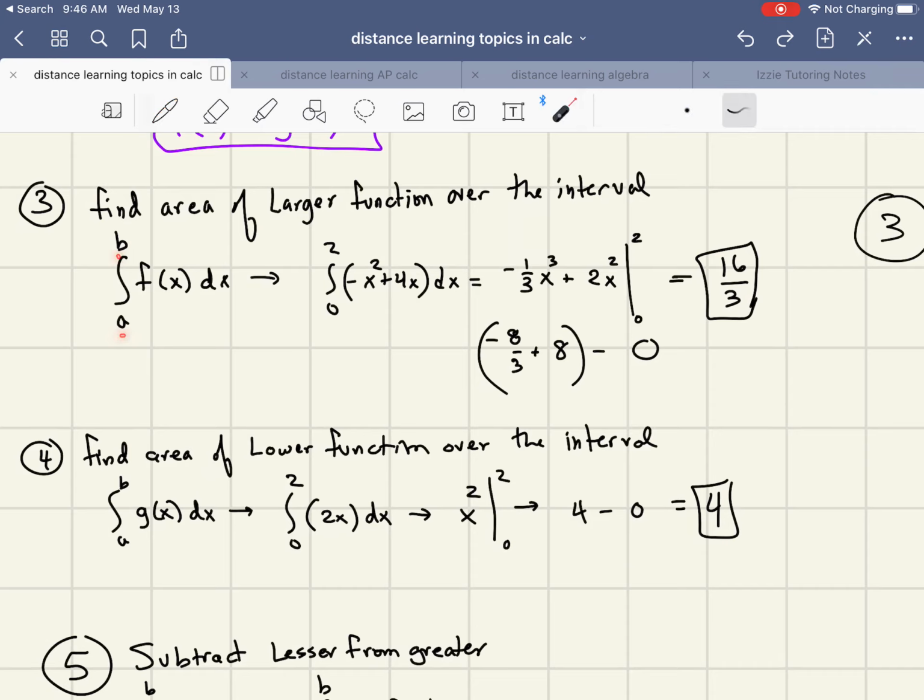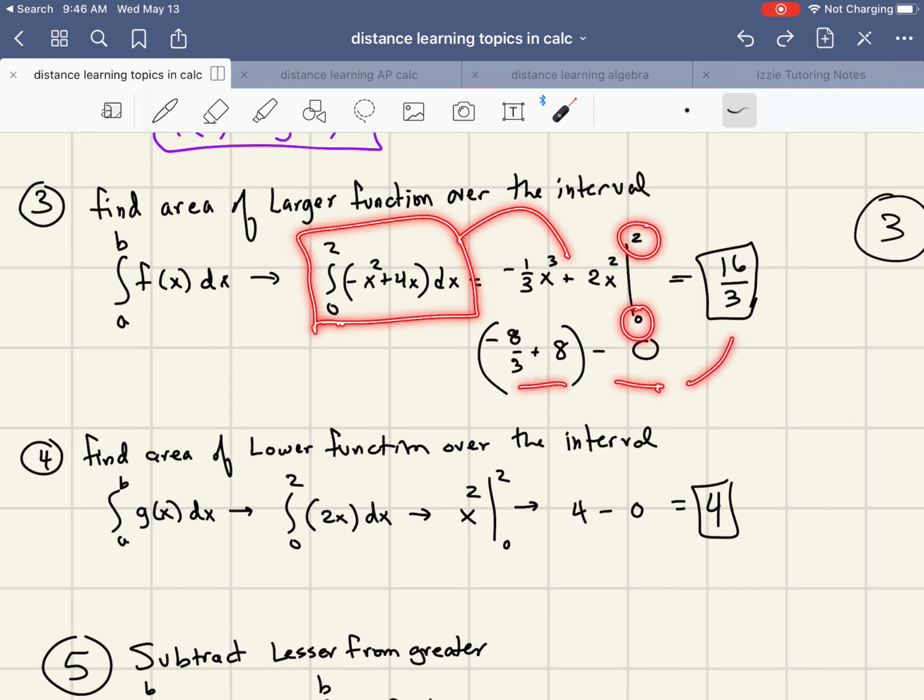So from a to b, in this case, f of x dx would be this definite integral. We're going to use the fundamental theorem of calculus. We're going to integrate, evaluate at 2 and 0, and we're going to get a numeric answer. So that is the area under f from 0 to 2.